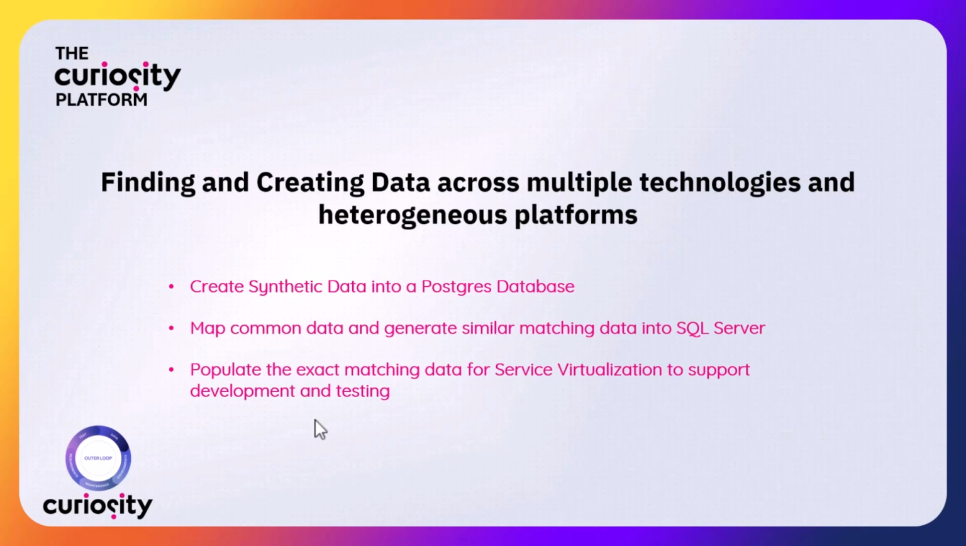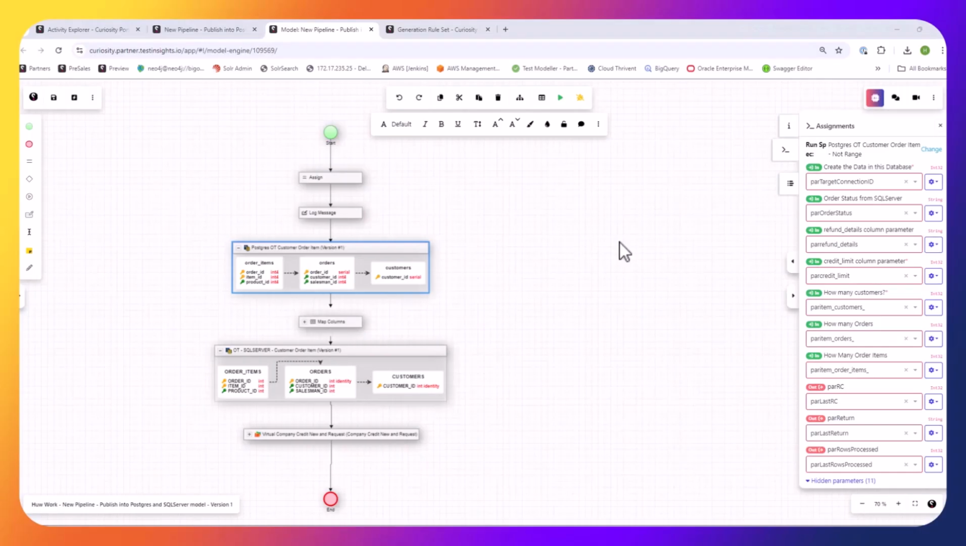Binding and creating data across multiple technologies and heterogeneous platforms. So what we're going to be doing is creating some synthetic data into a Postgres database. We're going to map common data and generate similar, matching data into SQL Server. This is testing a migration from one database to another. We're also going to populate the exact matching data for service virtualization to support development and testing.